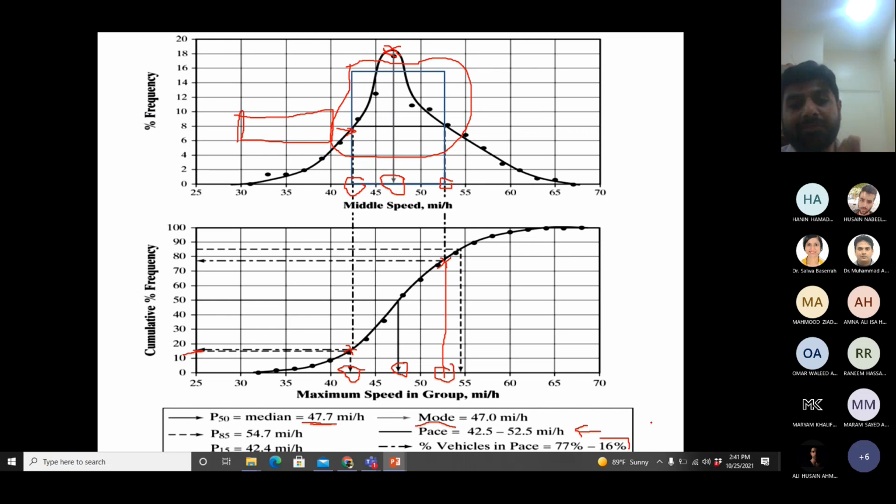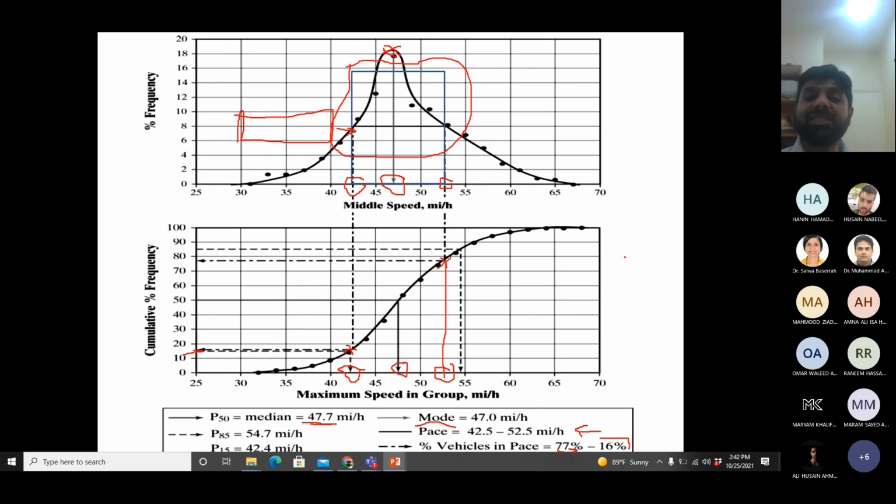Now, this 16% represents what? 16% of the drivers are driving up to 42.5. Cumulative means I've already added all the values up to 42.5, right? This is what we mean by cumulative. So up to 42.5, what percentage of drivers are driving? 16%. Similarly, when I get the value from the y-axis for 52.5, I get 77%. So what does this 77 represent? It represents that 77% of drivers were driving up to 52.5.